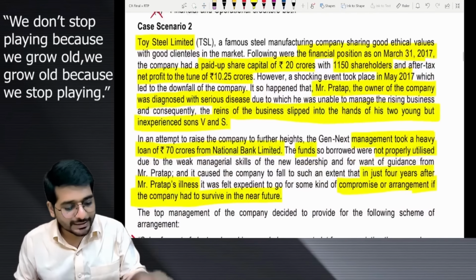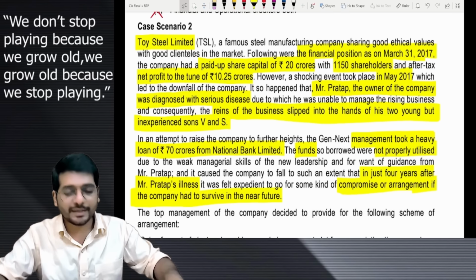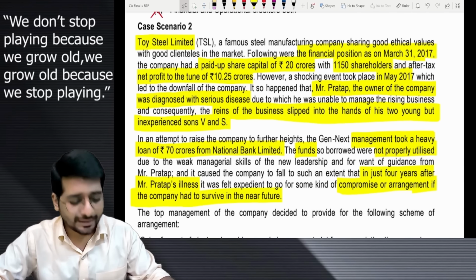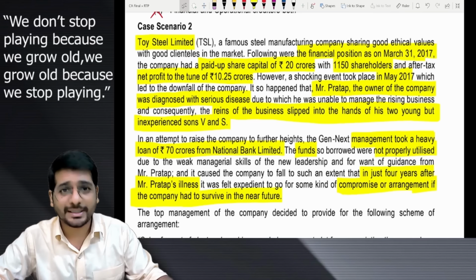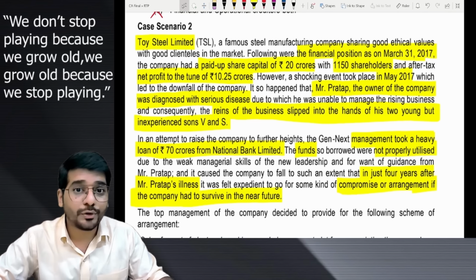go quickly to the case scenario number 2 without any delay. Sir, what is case scenario number 2? There is a Toy Steel Company Limited, Toy Steel Limited, TSL. Okay. Reading the highlighted portion for you to save some time of yours.